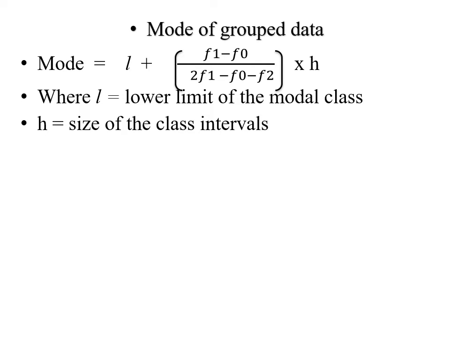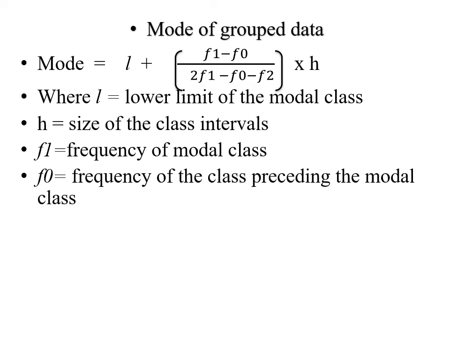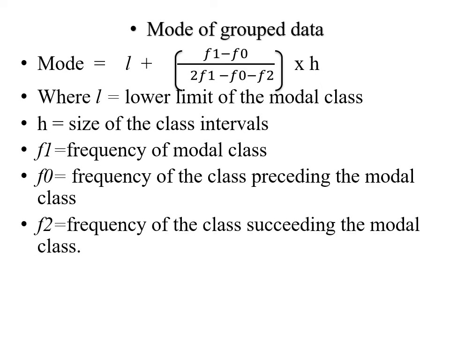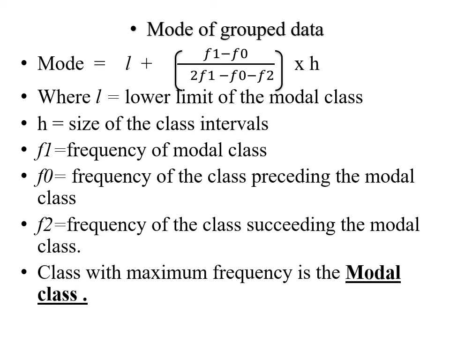So its formula is: mode equals L plus (F1 minus F0) upon (2 times F1 minus F0 minus F2) into H, where L equals the lower limit of the modal class, H is the size of the class interval, F1 is the frequency of the modal class, F0 is the frequency of the class preceding the modal class, and F2 is the frequency of the class succeeding the modal class.